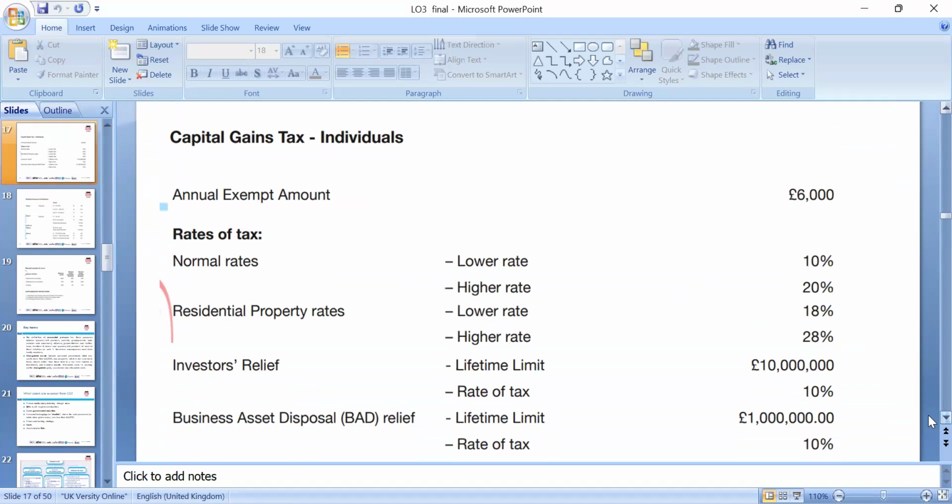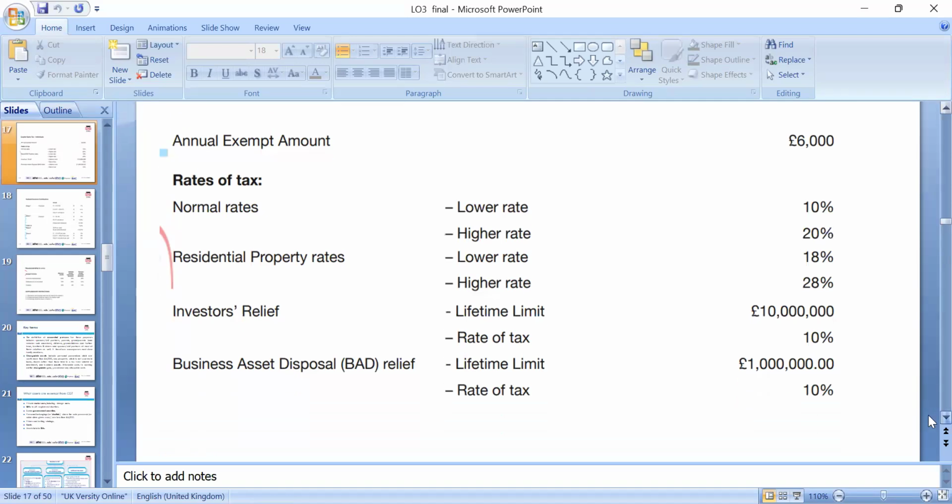For capital gains tax, the normal lower rate is 10% and the higher rate is 20%. For residential properties, the lower rate is 18% and the higher rate is 28%. Investors' relief, if you're investing money into a business, has a tax rate of 10%. The business asset disposal relief is a lifetime relief, up to a million, and the rate is 10%.